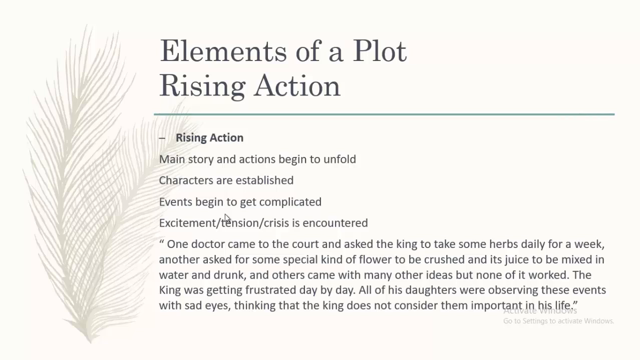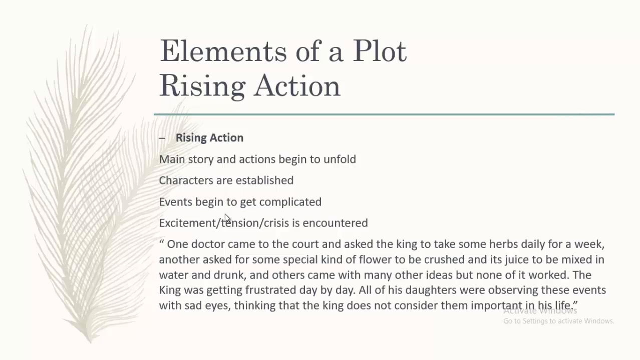So we can look at the example here, the continuation of the example from the previous slide. So one doctor came to the court and asked the king to take some herbs daily for a week. Another asked for some special kind of flour to be crushed and its juice to be mixed in the water and drunk. And others came with many other ideas, but none of it worked. So you can see the tension is growing for the king, and the conflict or the problem is not being solved here, and actions and events are getting complicated here.